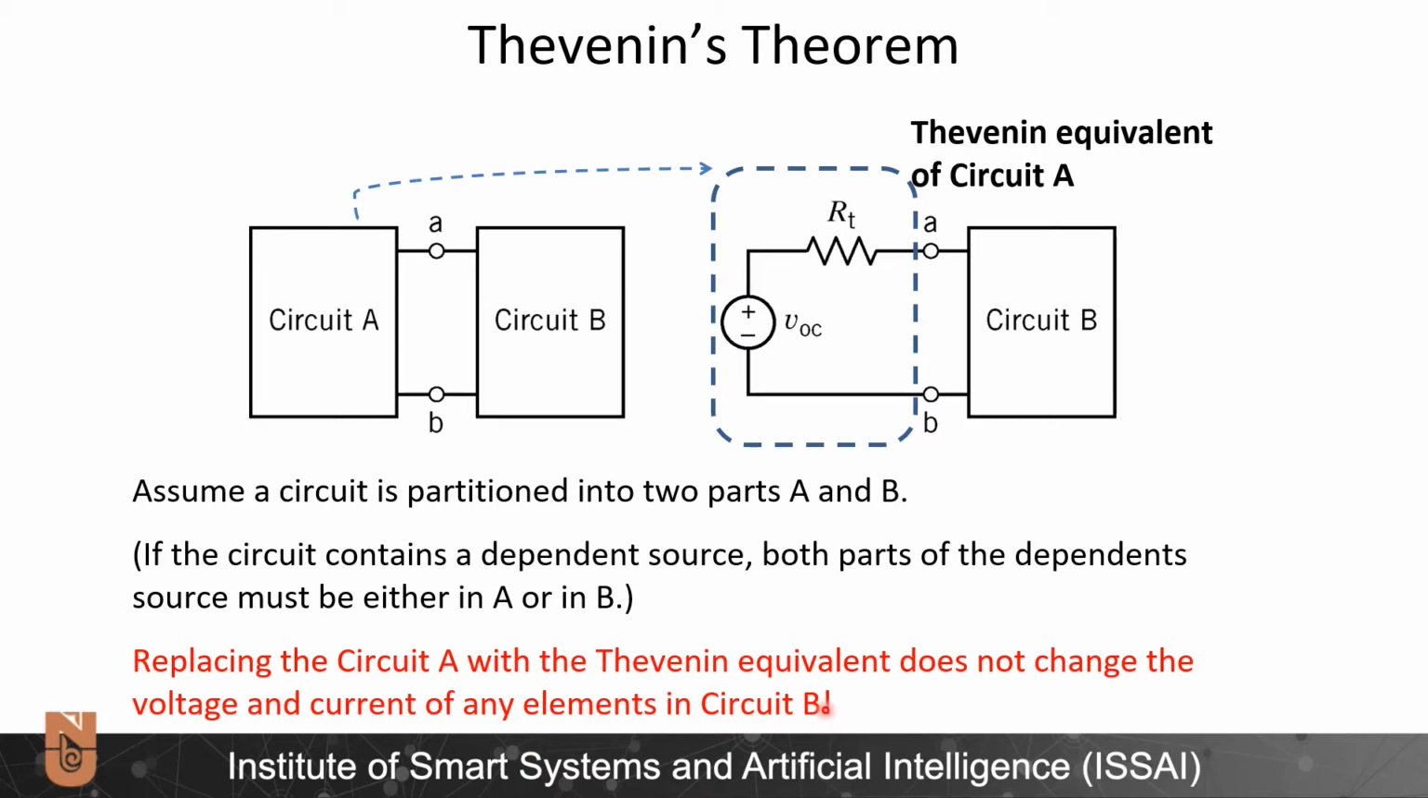The Thevenin equivalent circuit consists of a voltage source, V open circuit, and a resistor which is called the Thevenin resistor. There is one more condition. If the circuit contains a dependent source, both parts of the dependent source must be either in A or B for Thevenin's theorem to work.